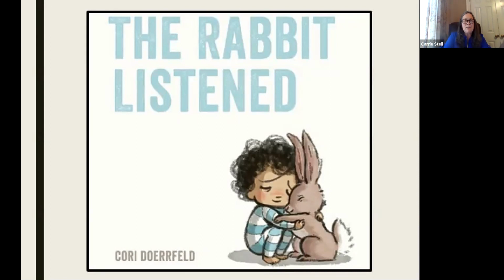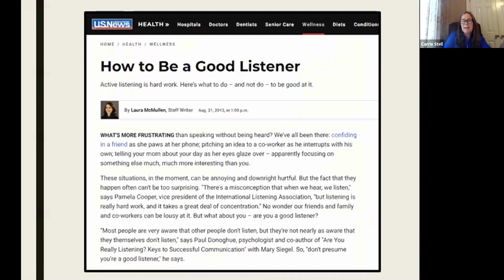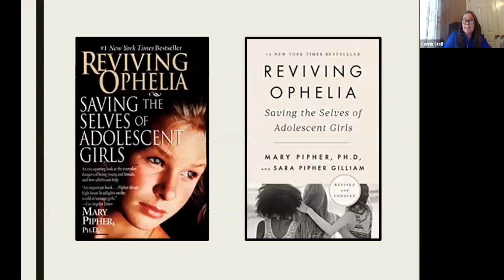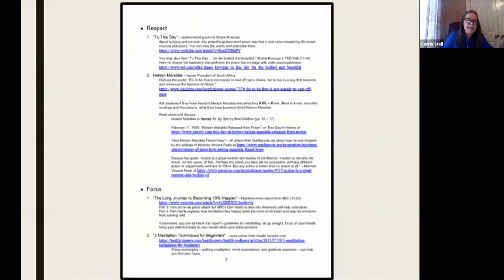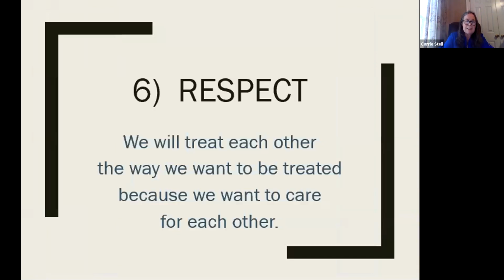I love these 3 resources because you can see what a news reporter has to say about how to be a good listener. You can see what a clinical psychologist says, and then you can see this beautiful children's book that's saying the same thing, that even a child can understand. The final page of this 3-page document talks about respect and focus.